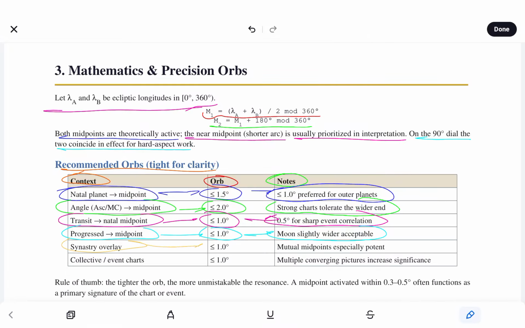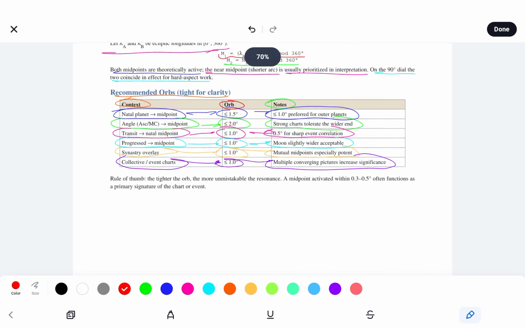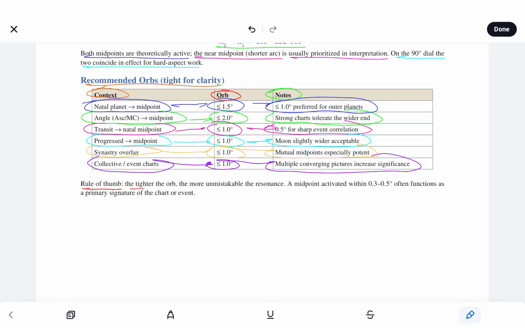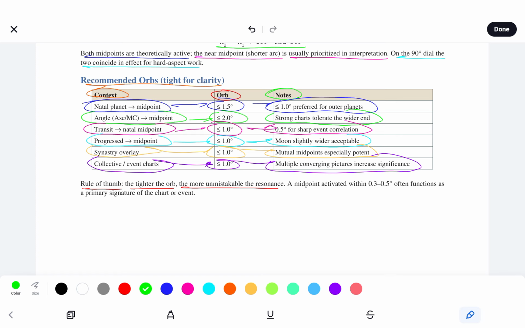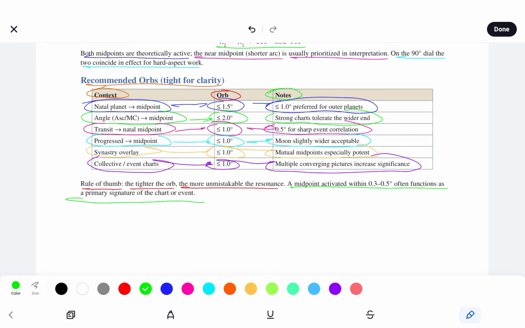Synastry overlay: less than 1.0 degrees, mutual midpoints especially potent. And collective event charts: less than 1.0 degrees, multiple converging pictures increase significance. So a rule of thumb here is the tighter the orb, the more unmistakable the resonance. A midpoint activated within 0.3 to 0.5 degrees often functions as a primary signature of the chart or event.